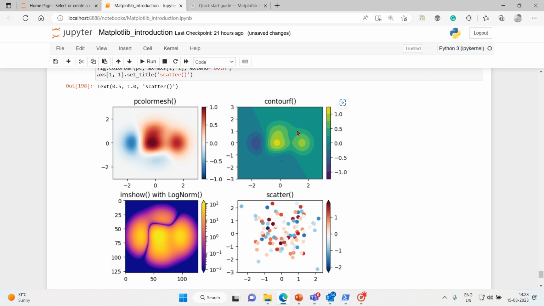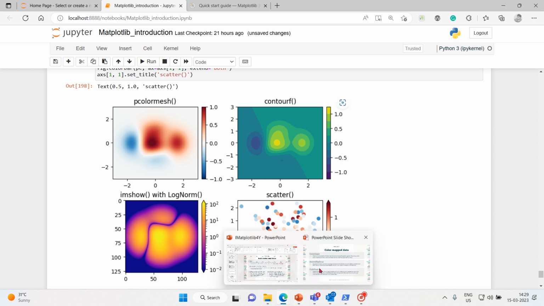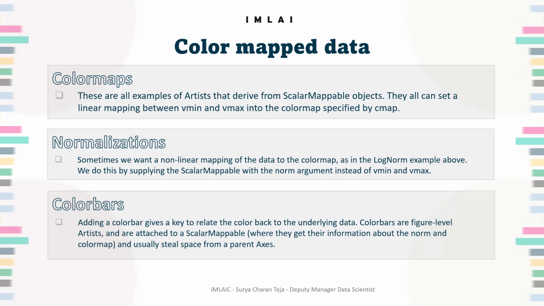So this is how we do the mapping of the data with the colors. Let me show you this one more time. Yeah, this is how we use the color to reflect, to show, and to create plots on data. This is how we map the data with the colors.